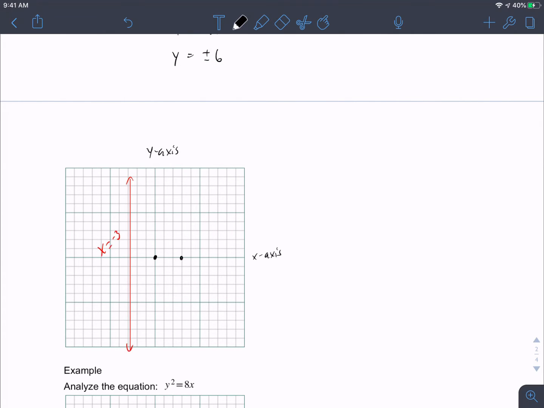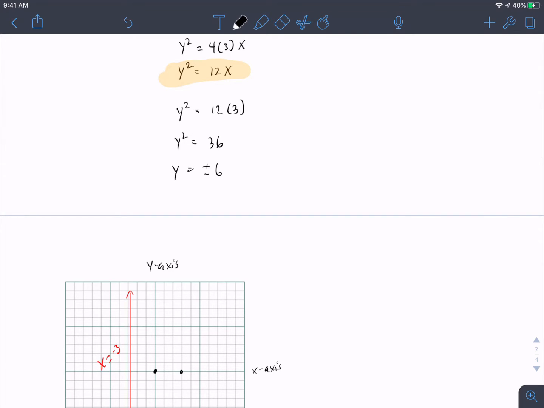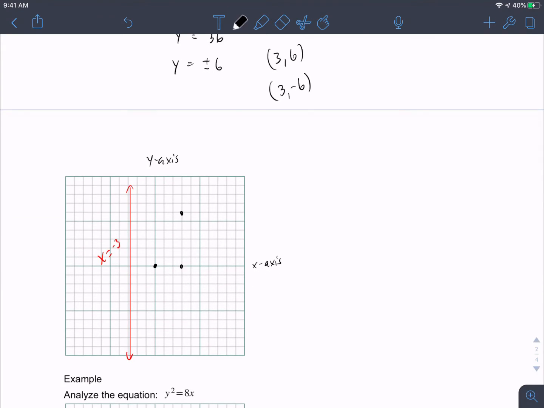And then if we use those points that we had, so we found that when x was 3, we got plus or minus 6, so we have these 2 points that are actually going to be on our parabola. So this is a point, and this is a point, and so we can graph this parabola to look like this. So that's just a quick sketch of how to do a parabola using the information that's given.